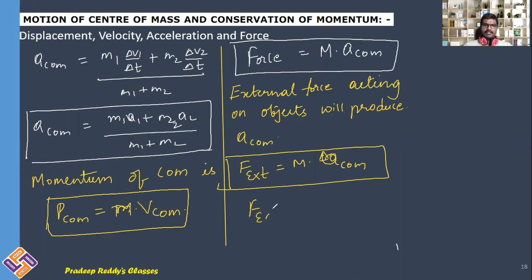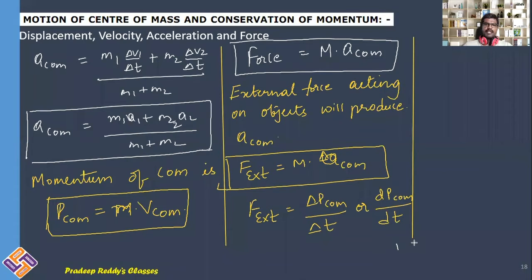Likewise, you can write F external is equal to delta PCOM divided by delta t, or dPCOM divided by dt. So whenever there is a force acting on the object, there will be a change in the momentum. Corresponding to that, there will be some acceleration. So when there is a change in momentum due to external force, you calculate the change in momentum to find the external force.